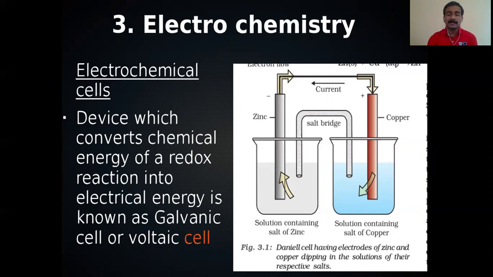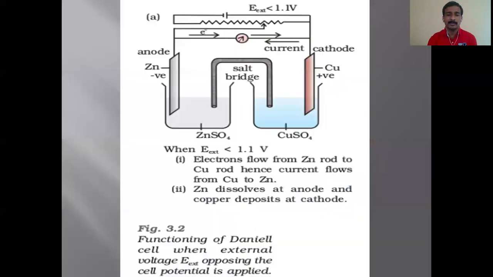Here, in a Daniel cell, if you apply an external potential, what is happening? That we will discuss here. If the external potential applied is less than 1.1 volt, then the process will be as in the case of the Daniel cell. That means zinc will undergo oxidation, copper will undergo reduction, and electrons from zinc will move towards copper through the external circuit, so current flows from copper to zinc. Electrons flow from the zinc rod to copper. Zinc dissolves at the anode and copper deposits at the cathode.